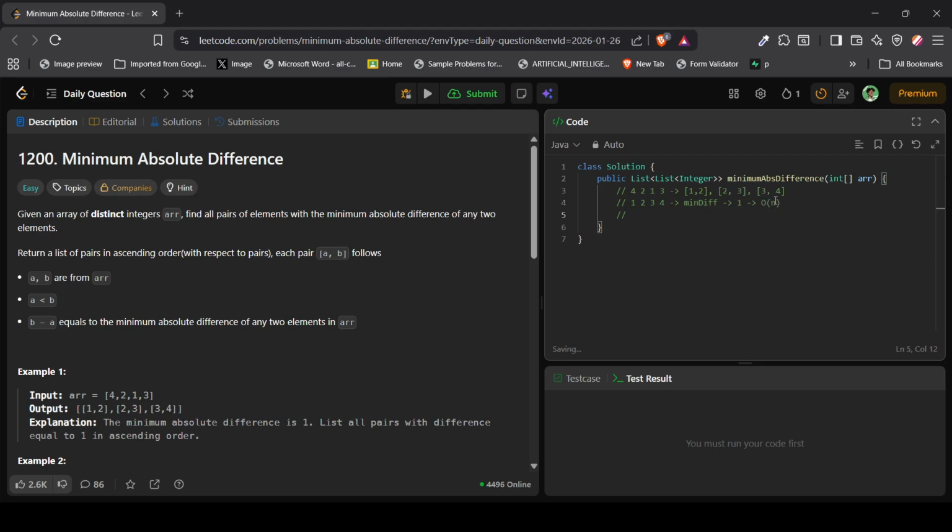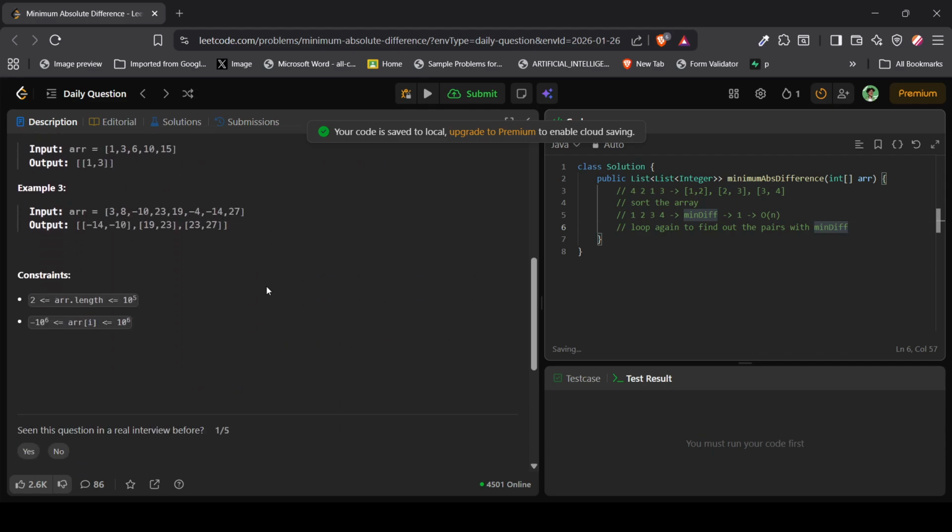After that, loop again to find out the pairs with the min diff. This is what I can think of. So first of all, Arrays dot sort the array. I think this is easy. This is what I can think of.